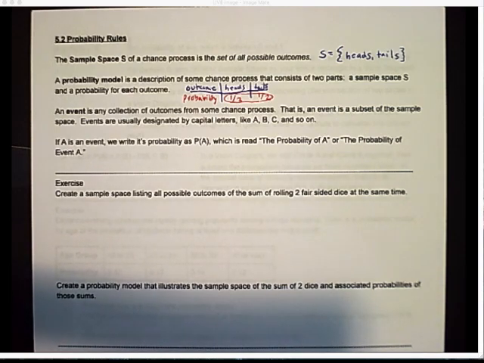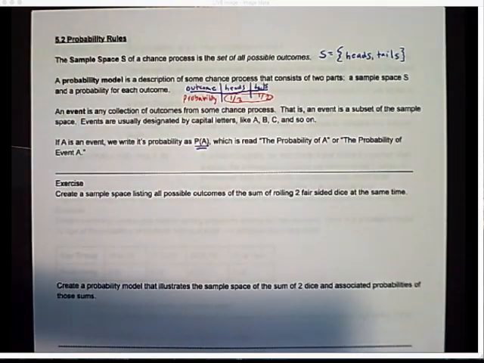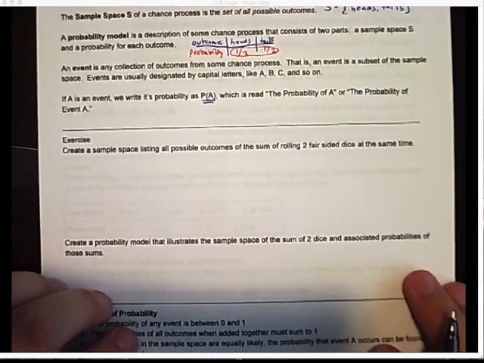An event is any collection of outcomes from some chance process. That is, an event is a subset of the sample space. Events are usually designated by capital letters like A, B, C, and so on. If A is the event we're talking about and we're interested in its probability, then we would write it with this notation. P of A means probability of event A.